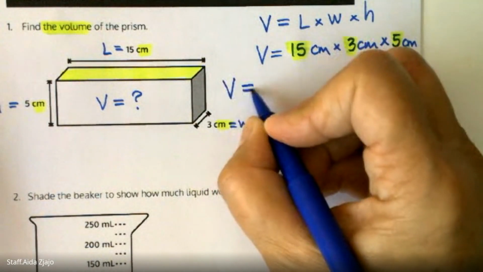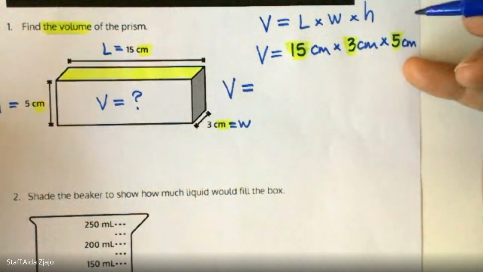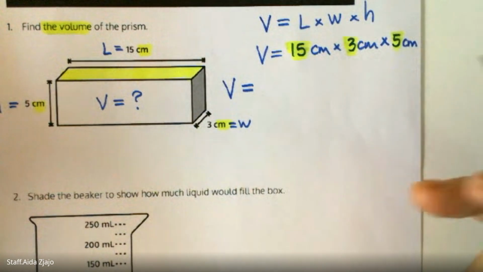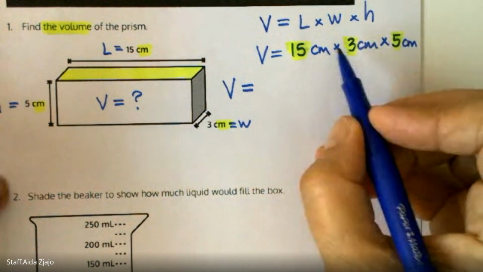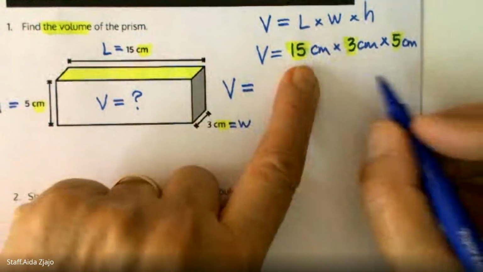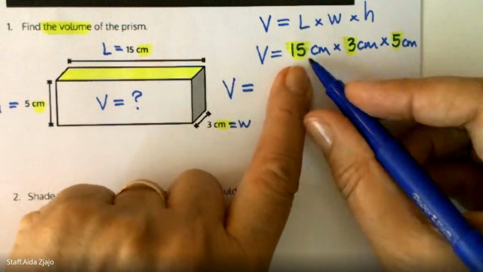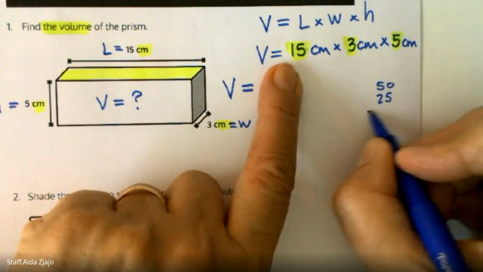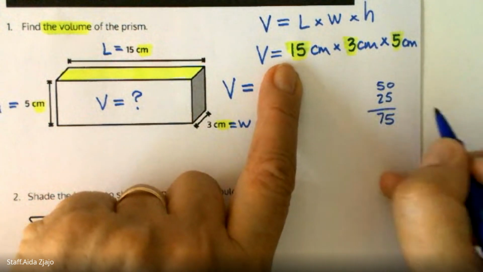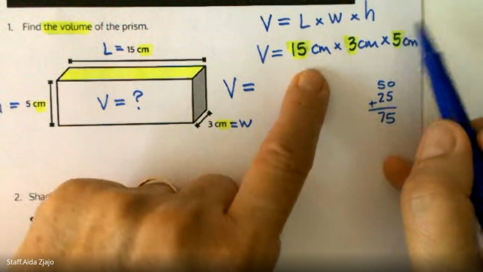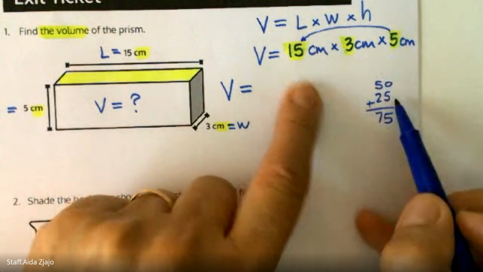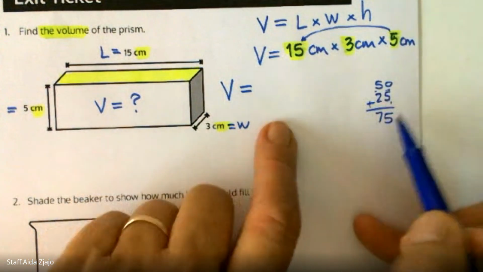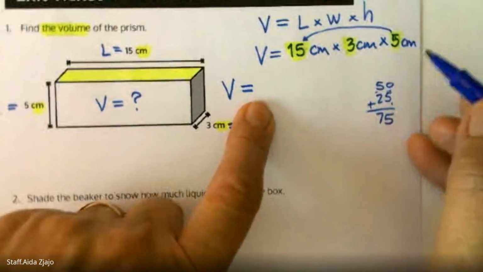So volume equals, even if I want to do 5 times 15, I could do that. I can think about 5 times 5 is 25, and 5 times 10 is 50. Together that makes 75. So look what I did. 5 times 5 is 25, and 5 times 10 is 50. Together it's 75. So I got 75.